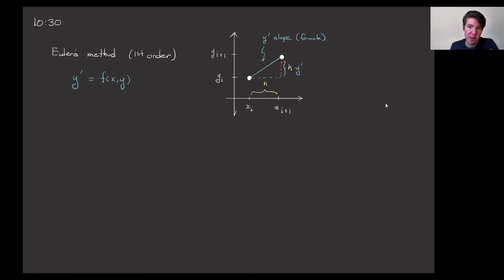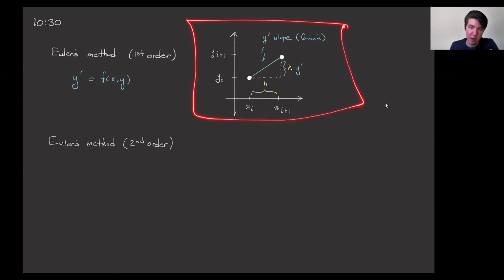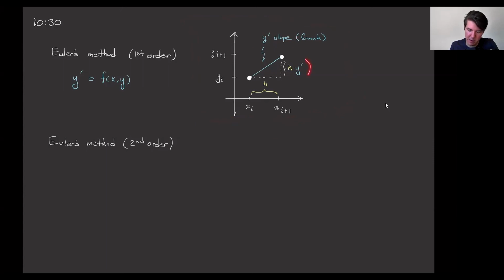All right, well, what changes when we have second order? So now we're going to do Euler's method, but it's going to be second order. And this can be extended to third order and so on. There's not a limit to it. I'm going to forego drawing another picture, but the idea is going to be very similar.